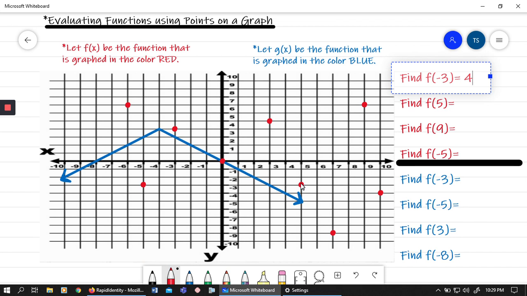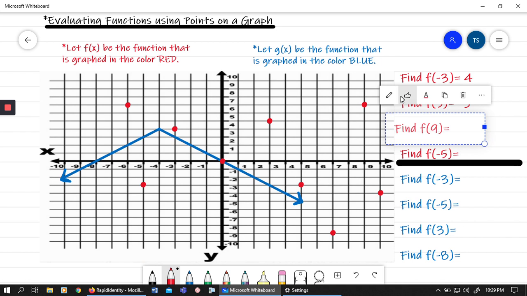So for that red point that has the x value of positive 5, the y value is negative 3. Therefore, that means that f of 5 is negative 3.